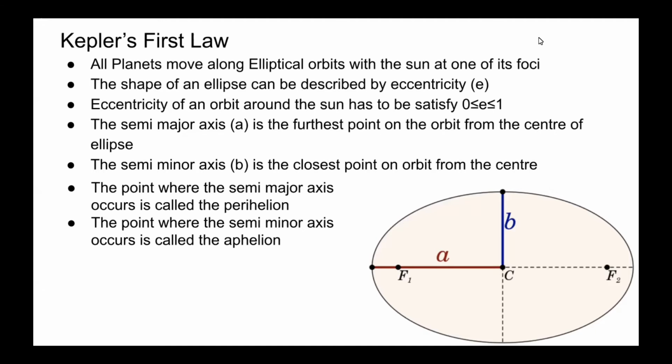There is the semi-major axis, which is the furthest point from the center of the ellipse, and then there's the semi-minor axis, which is the closest point on the orbit from the center of the ellipse. The point where the semi-major axis occurs is called the perihelion, and the point where the semi-minor axis occurs is called the aphelion, with respect to the Sun.